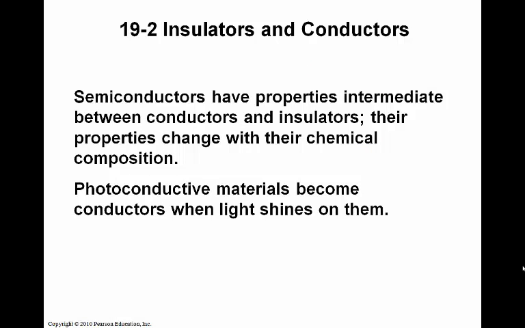Semiconductors have properties intermediate between conductors and insulators. Their properties change with their chemical composition. If you dope silicon with germanium, it's a conductor. Photoconductive materials become conductors only when certain frequencies of light shine on them.